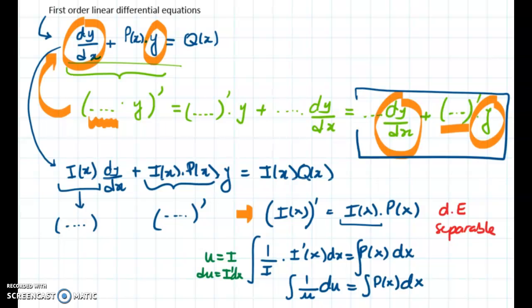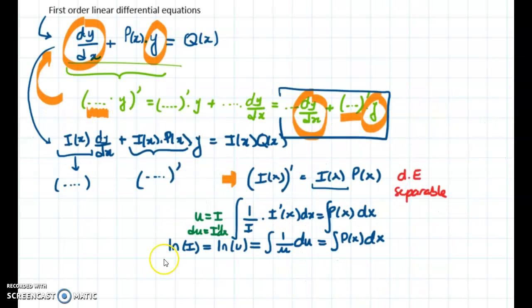We can't really solve the right-hand side because we don't know what the function p is, but we can solve the left-hand side because the antiderivative of 1 over u is the natural logarithm of u, and actually that means the natural logarithm of I. So making a little bit of space over here, what I'm saying is that the function I of x is given by the exponential of any antiderivative of p of x with respect to x. So that's a function we want to find.